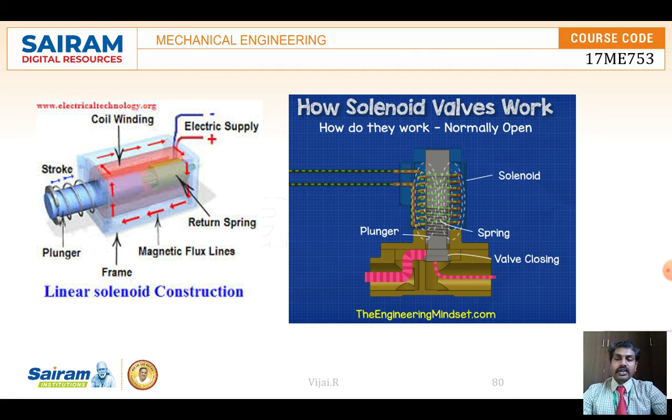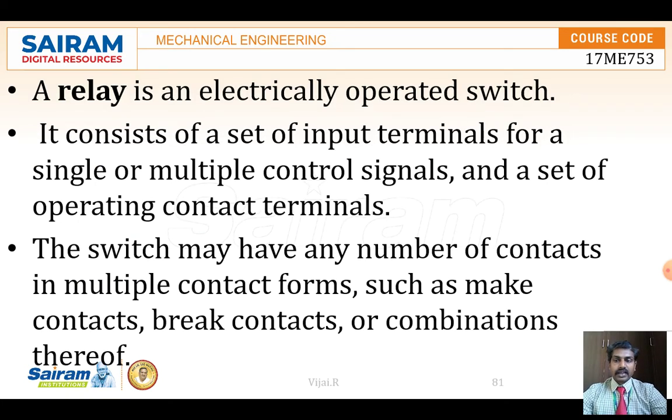So a solenoid is a device which comprises a coil with a movable plunger inside. Now let me see a relay. What is a relay? A relay is just an electrically operated switch.